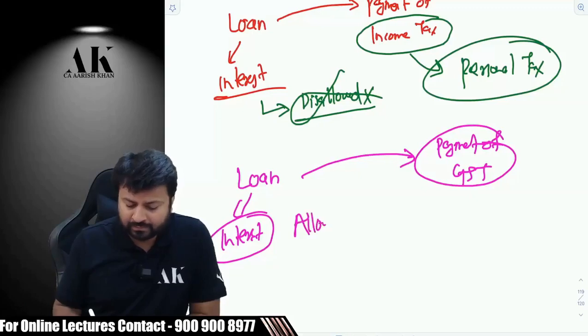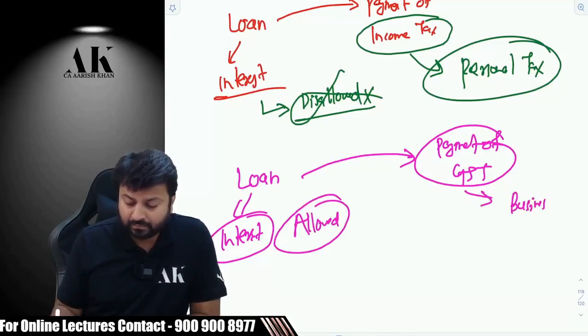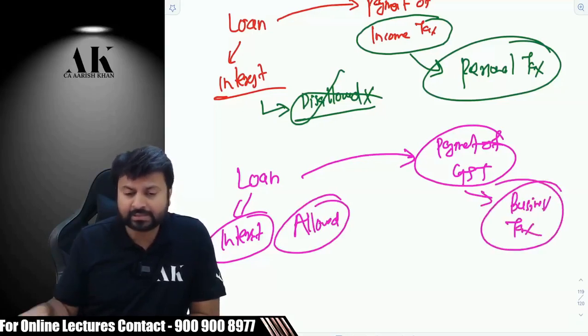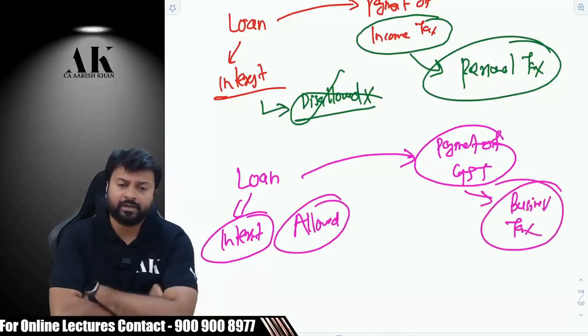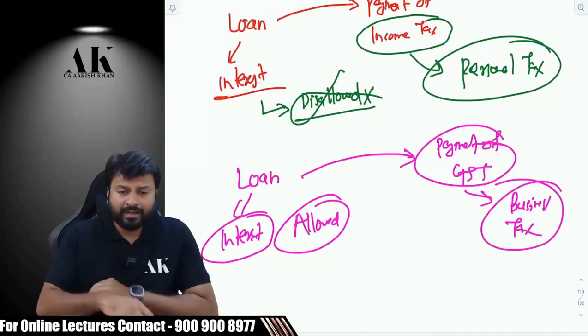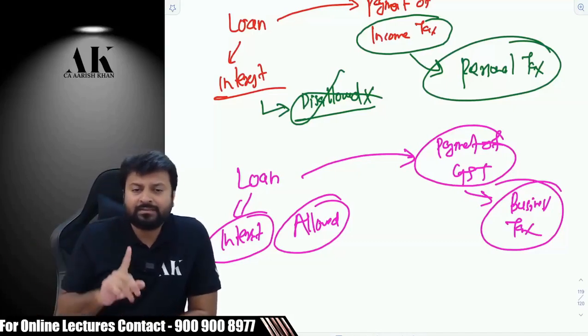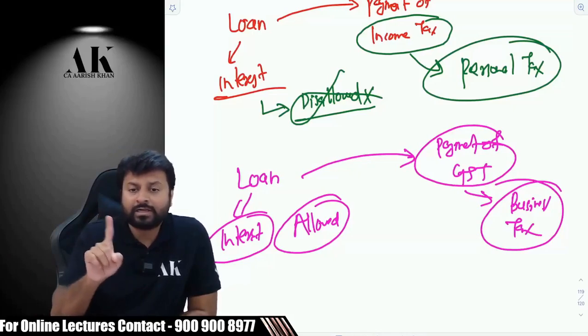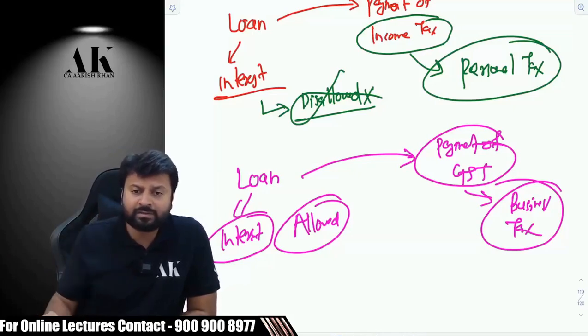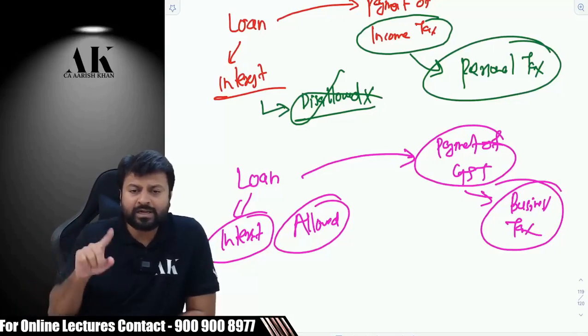Why? Because GST is considered as a business tax. It's a business liability. It's not a personal liability. And as against this, do you remember that income tax is not allowed as a deduction, but is GST allowed as a deduction under PGBP?